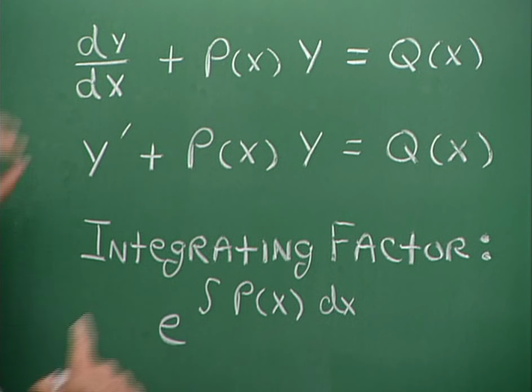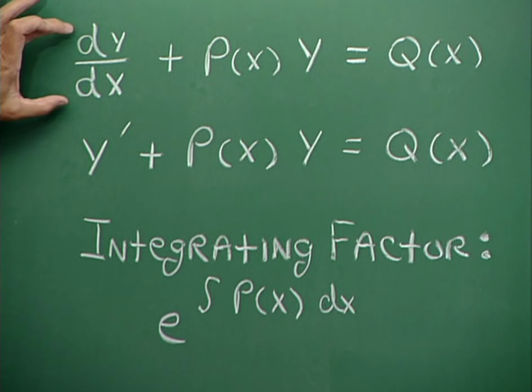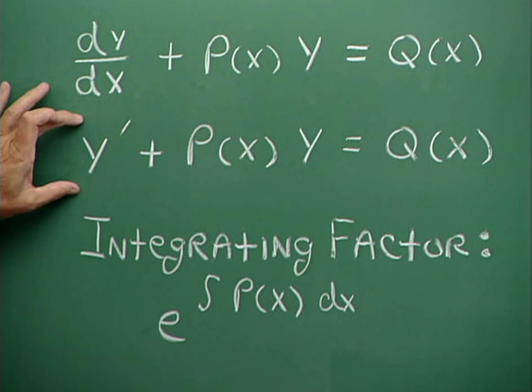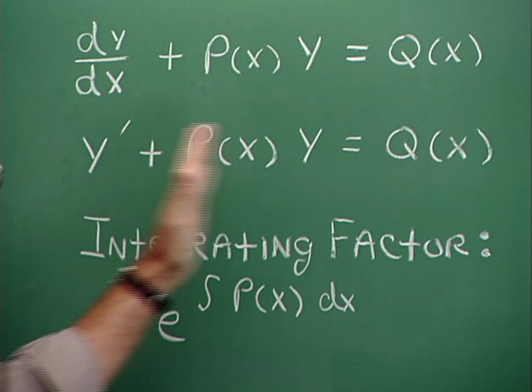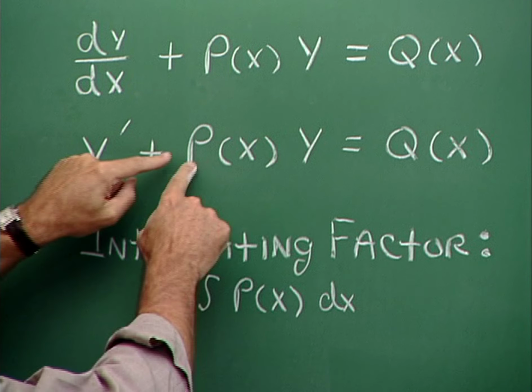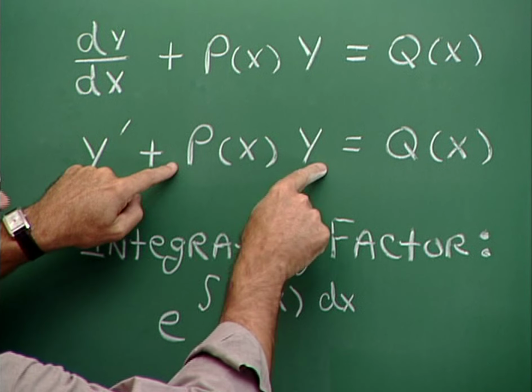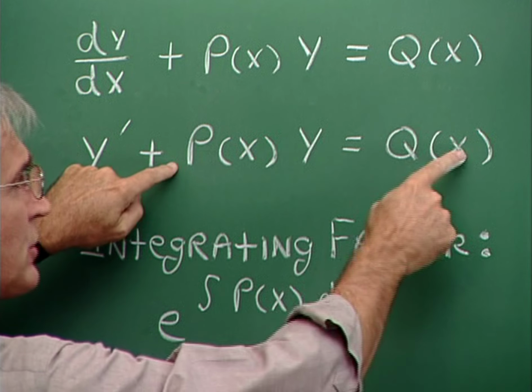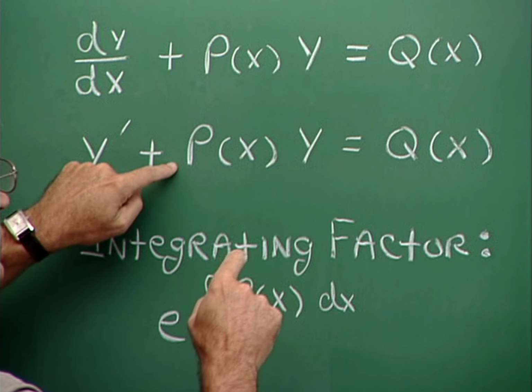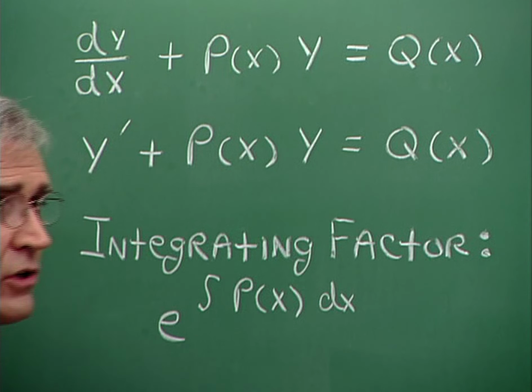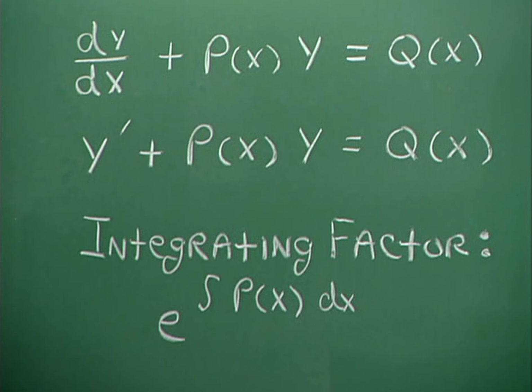Another notation is to take the dy/dx and express this as y prime, and it's a little easier to manipulate, I think, like this. Notice that p of x is just a coefficient of y, and p of x and q of x, by the way, are continuous functions. They're just expressions in terms of x, and we can think about them like that.